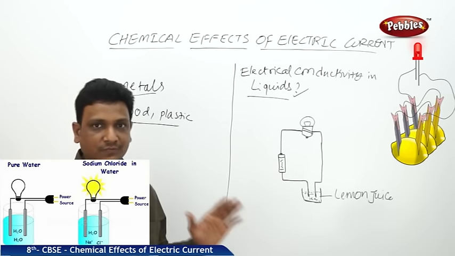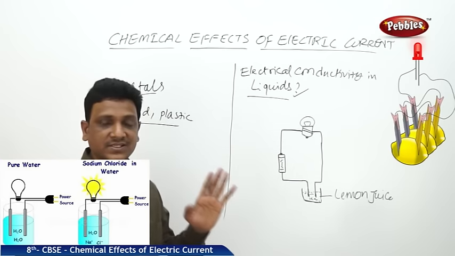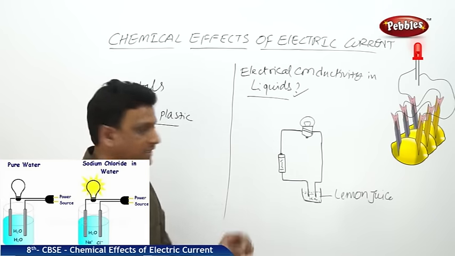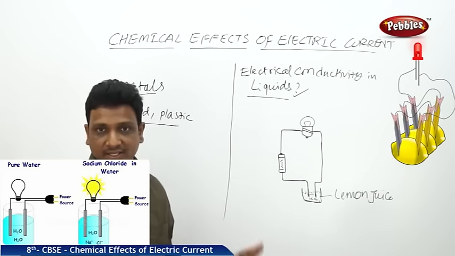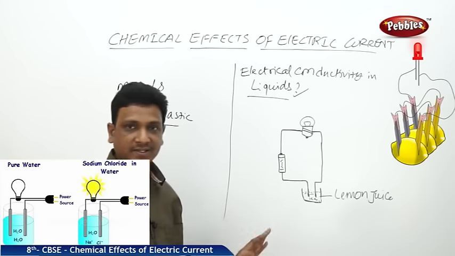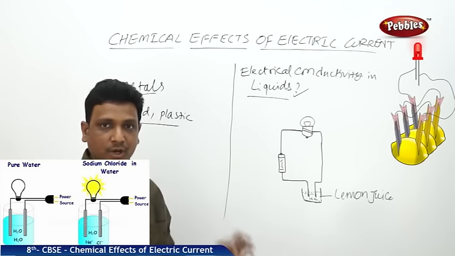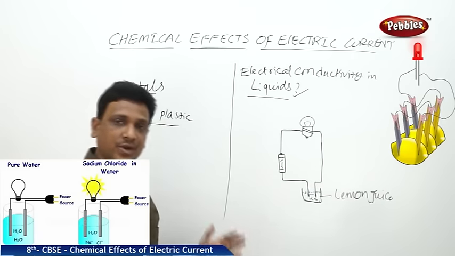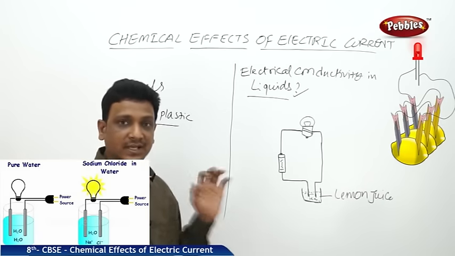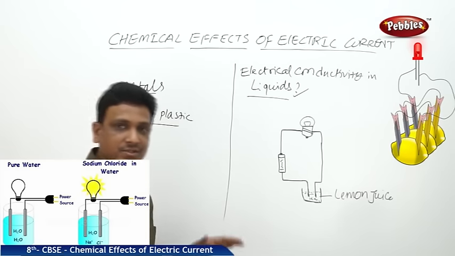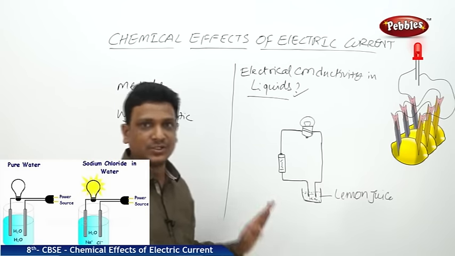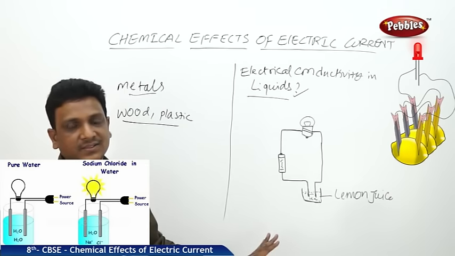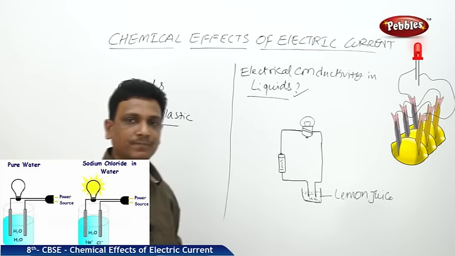Where is the fault? The fault is not at the bulb. The bulb is fine, it is working. The fault is not at the battery, it is working fine. The wires are properly connected, there is no fault at all. The problem is that the liquid is in less quantity, not in sufficient quantity to conduct the electricity. The liquid is not in sufficient concentration to conduct the electricity, even though the liquid is conducting. In such cases, the bulb fails to glow.